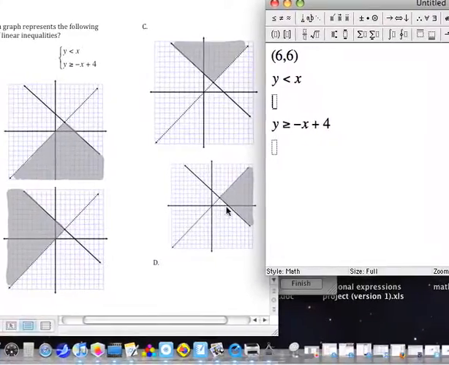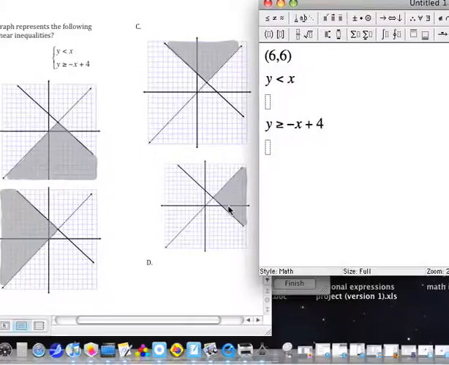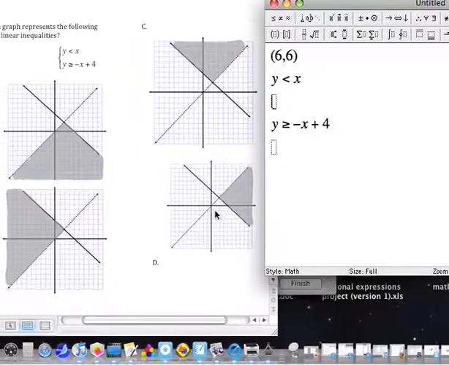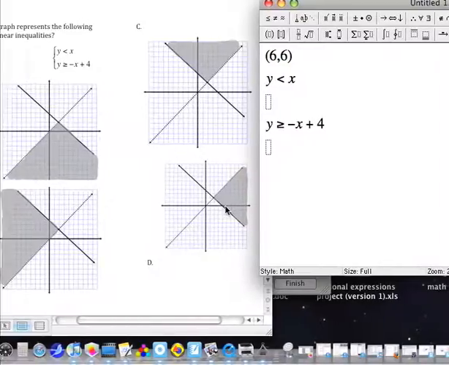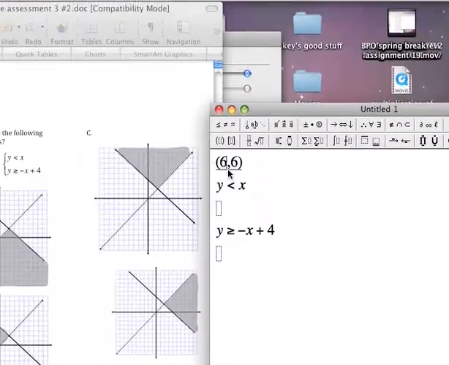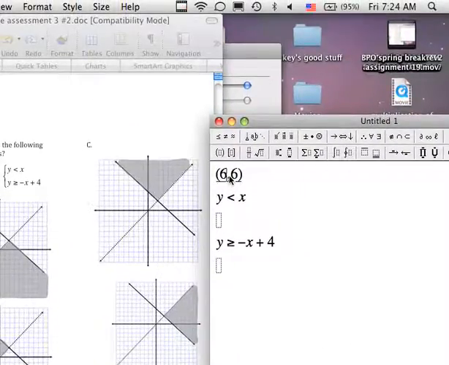Okay, D. Well, you know what? I can just stay on this intercept. It's going to be a little bit tricky here. So I'll count 1, 2, 3, 4, 5 spaces. So it'll be 5, 0. Hopefully this will work. 5, 0. Let's erase this.